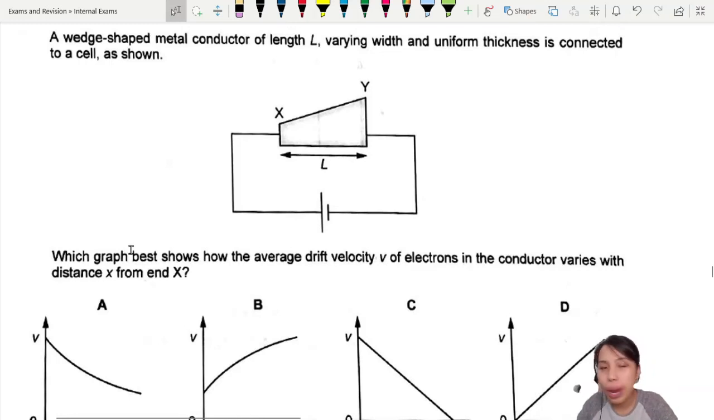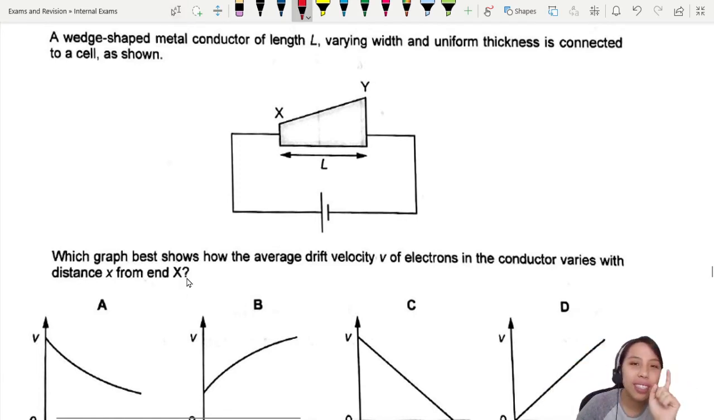So here we have a wedge-shaped metal conductor of length L, varying with uniform thickness, connected to a cell like this. Which graph best shows the average drift velocity of electron in the conductor as it varies with distance?